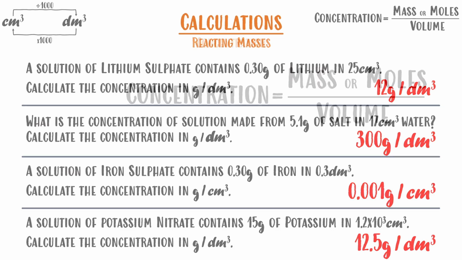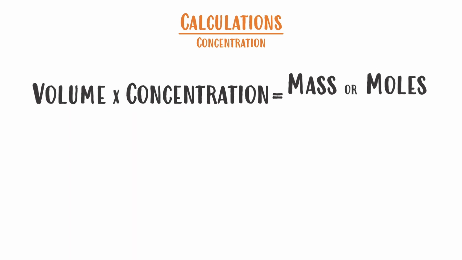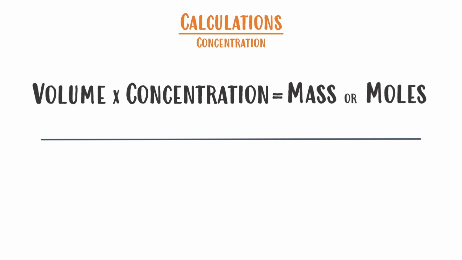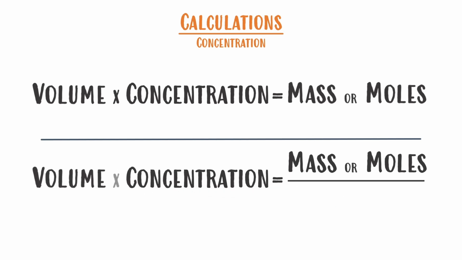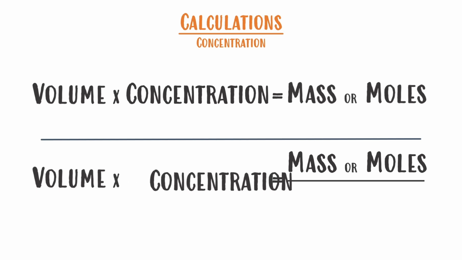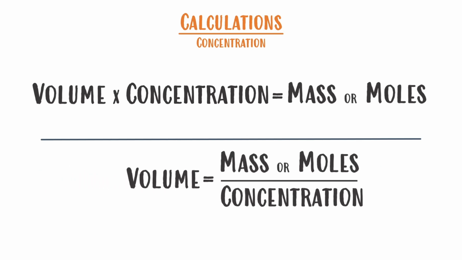Right, let's have a look at rearranging the formula. If we want mass or moles as the subject, we start off by multiplying each side by volume. This gives us mass or moles equals volume times concentration. Whereas if we want to make volume the subject, again, we'll multiply each side by volume and then divide by concentration, giving us volume is mass or moles divided by concentration. Let's apply that formula.